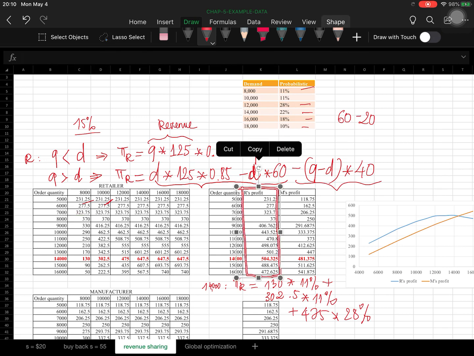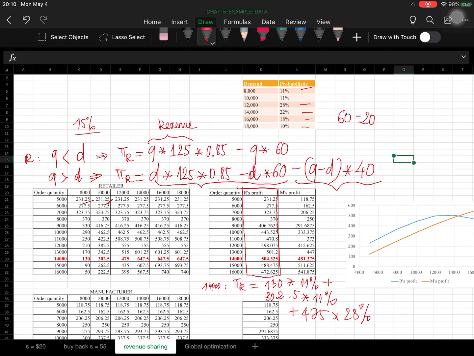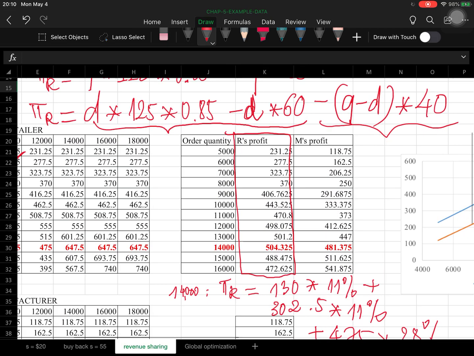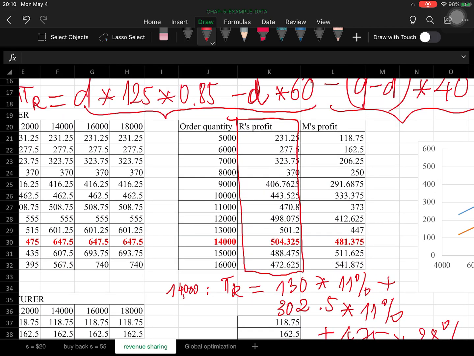And here we can see the optimal order quantity of the retailer is 14,000, and they can gain profit. The highest profit is more than $500,000.